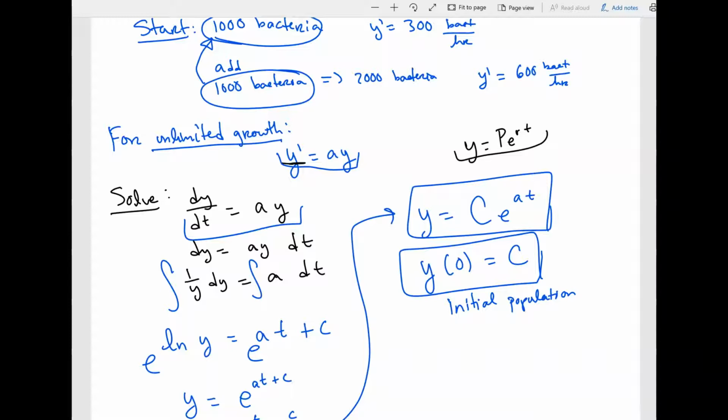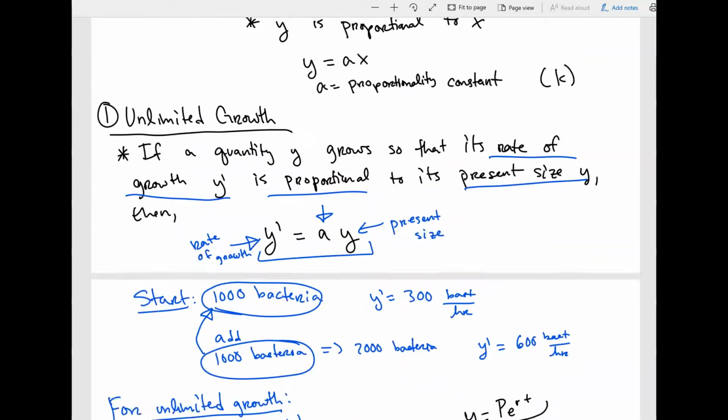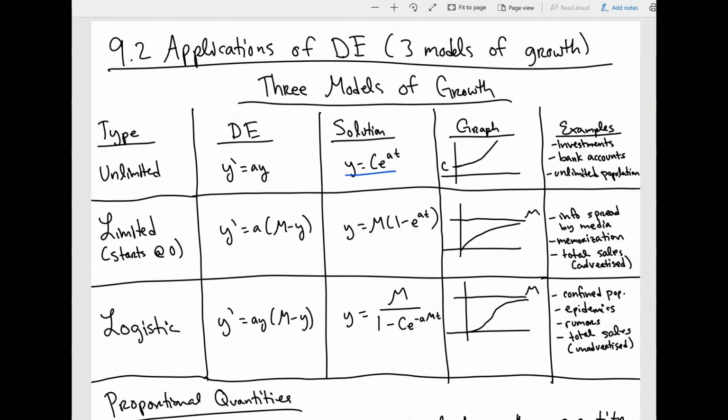So this is the first one. Initial population is going to be your initial condition. This is just a solution. So I'm just explaining a little bit of this. When do we use this type of problems? Or, when do we use this differential equation? Here I gave some examples. You can see the graph is exponentially growing. It's starting at the initial population. And then some examples are just investment, bank accounts, and unlimited population.